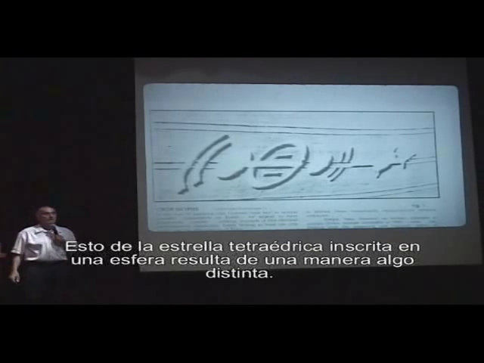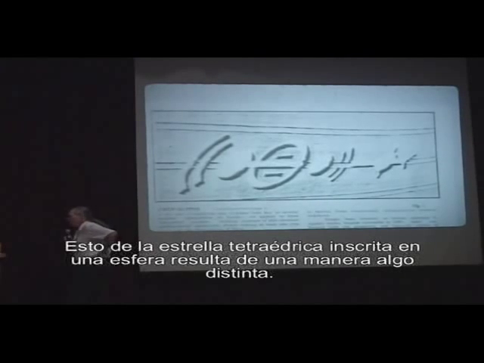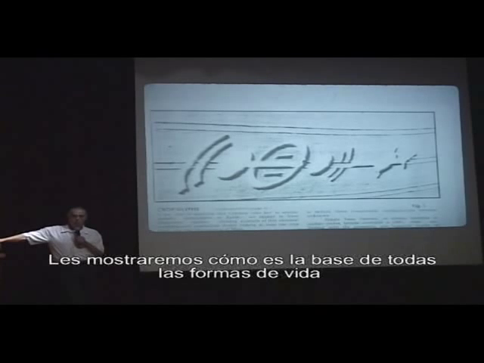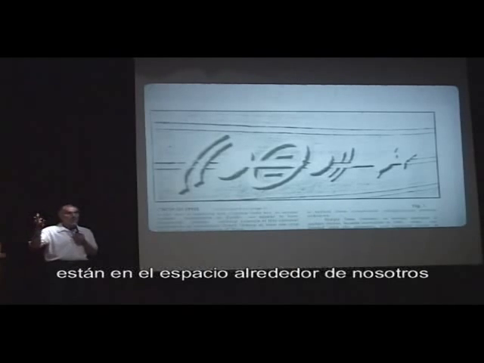Now, this whole thing about a star tetrahedron inscribed in a sphere has come about in a slightly different way. We were showing how it is the basis of all biological life forms, and how in the microcosm, and how the relationships of the 5 platonic solids are out in space around us. This is a crop circle, and it was one that Richard Hoagland was analyzing.